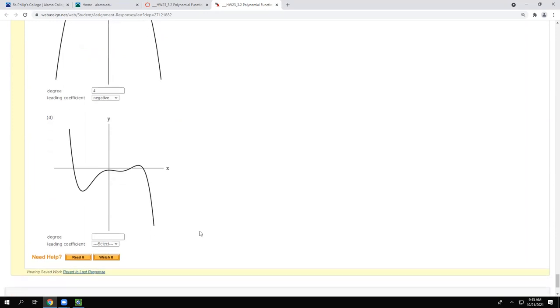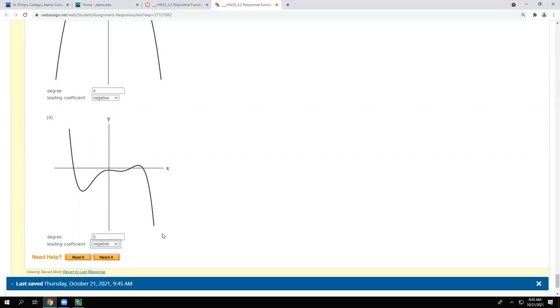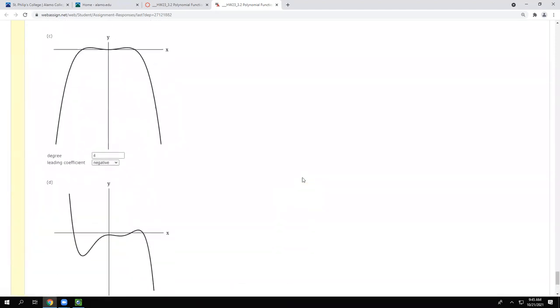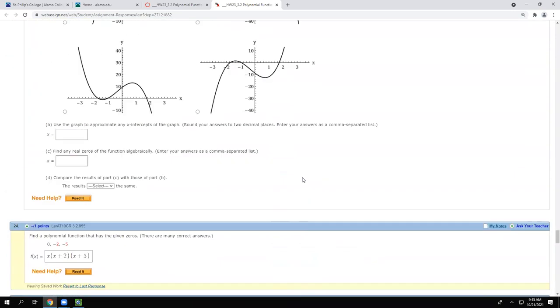How many turning points do we got there? So the degree. Yep. And then this one's a trickier one. What kind of coefficient does this guy have? Negative, because the regular odds are supposed to go up over here, right? And it's going down. So it has a negative coefficient. And that's it. So they're pretty much all the same, like the stuff we've been doing.